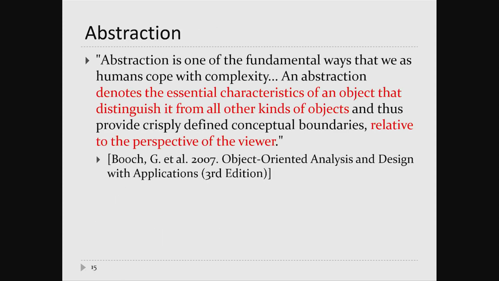So this is a quote from a very well-known object-oriented programming expert. The important parts are shown in red. So he starts out by saying abstraction is one of the fundamental ways that we as humans cope with complexity. And abstraction denotes the essential characteristics of an object that distinguish it from all other kinds of objects relative to the perspective of the viewer. So there's a whole bunch of things there, and most people forget that the second part is here. So it's relative to the perspective of the viewer.